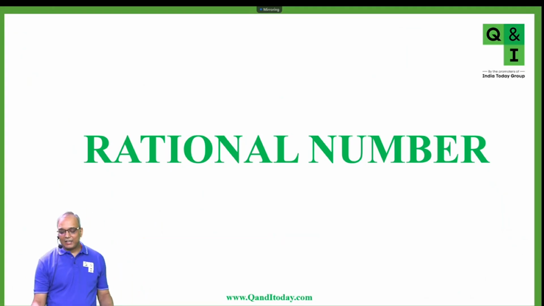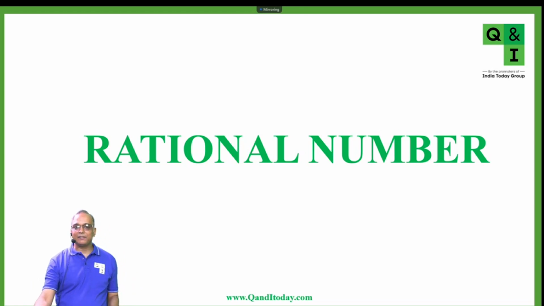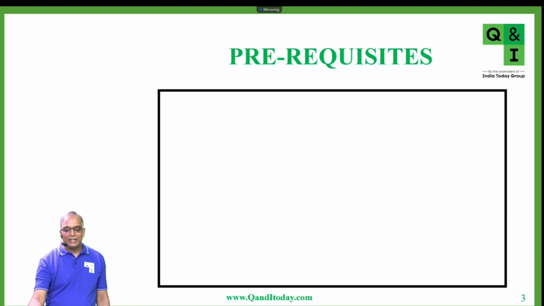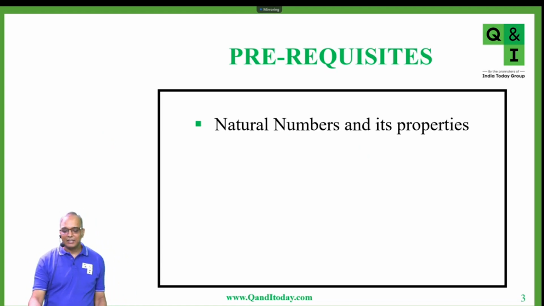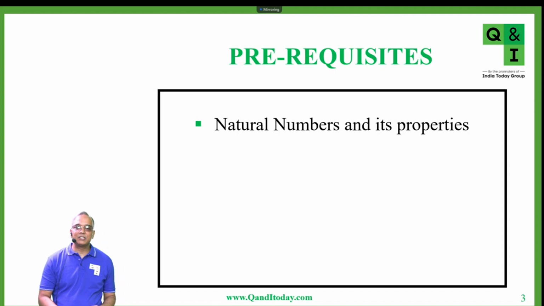So as I said, we'll continue with this chapter, rational number. We started with this chapter in the previous class, that was on Thursday. What we covered in that class was the properties of rational numbers. Two properties we had covered. First was closure property, and second was commutative property on rational numbers.